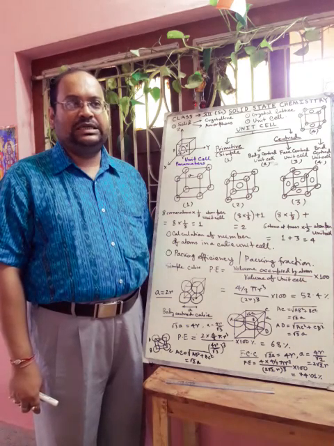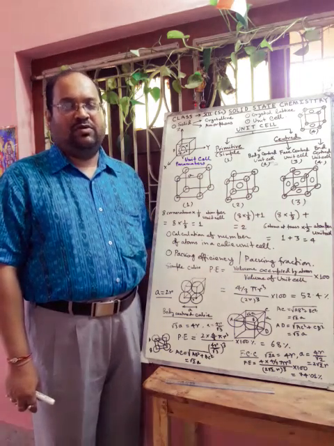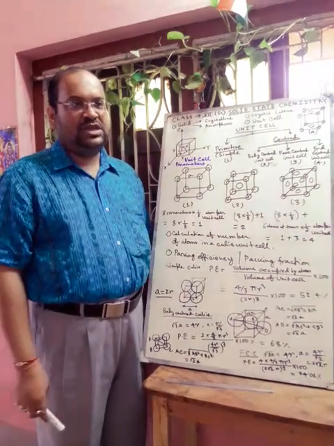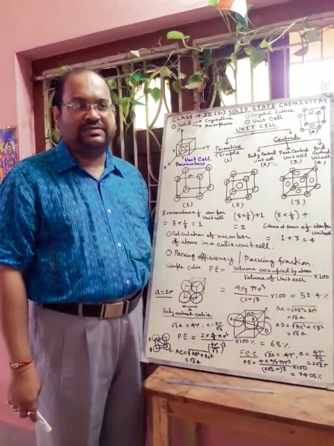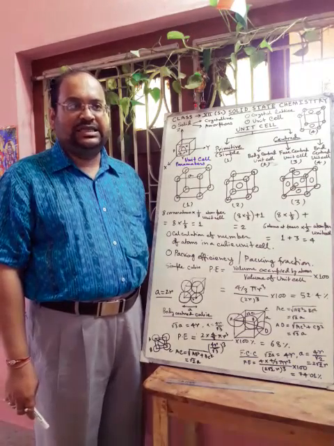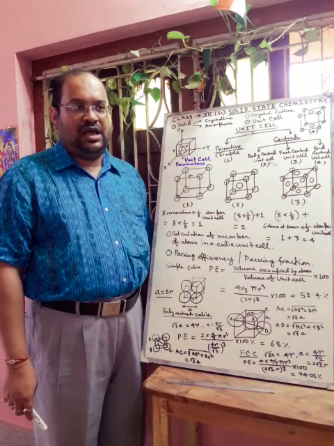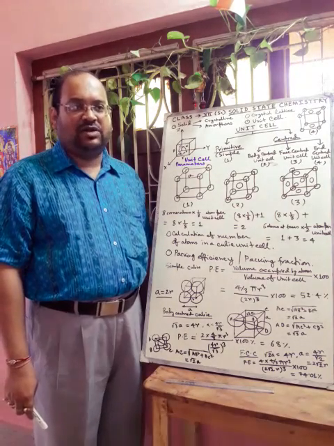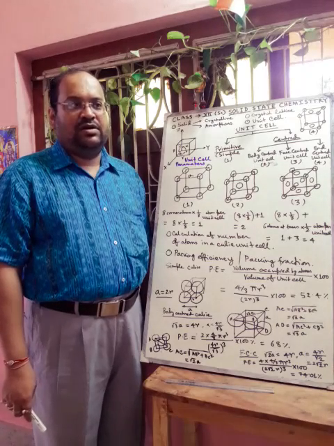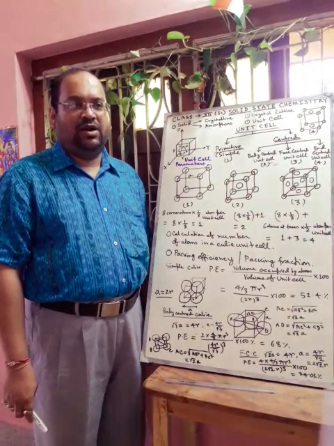Now solids are generally classified into two types. One is amorphous solid, another is crystalline solid. Now in crystalline solid substances, the constituent particles are arranged in an orderly fashion, but in amorphous solid the constituent particles are not arranged in a proper way over a long range.